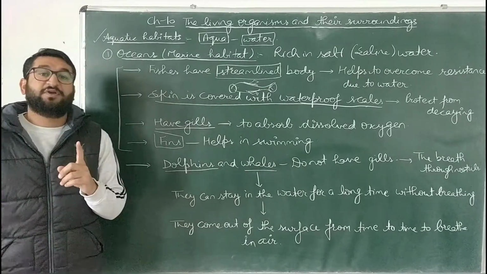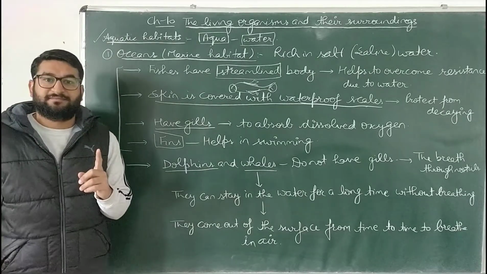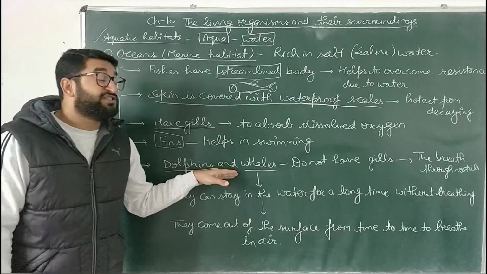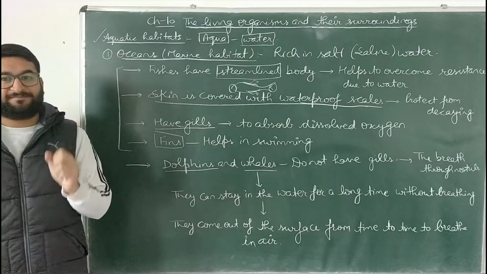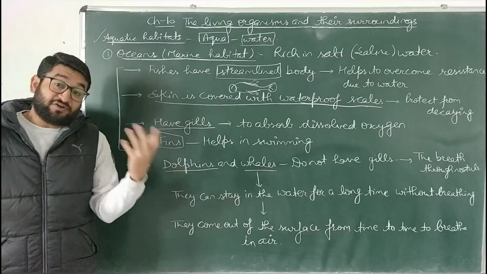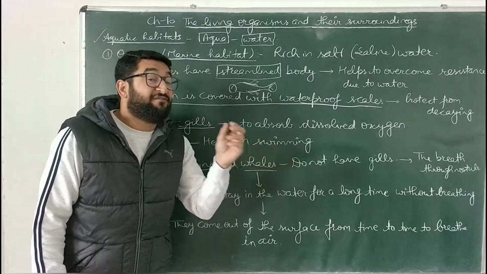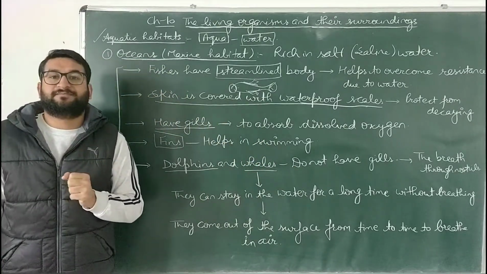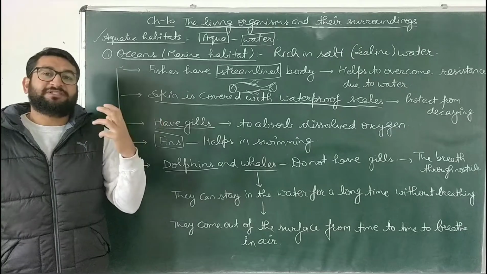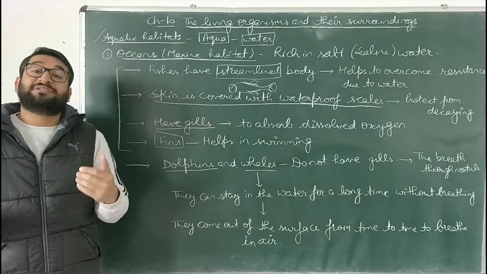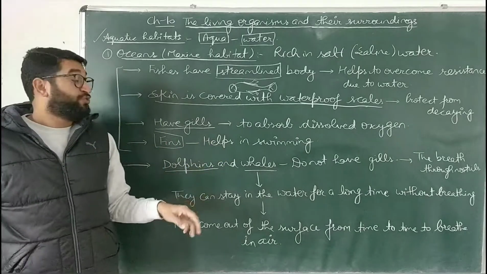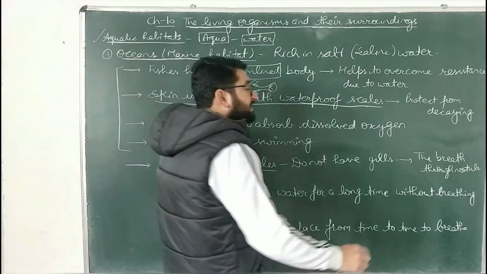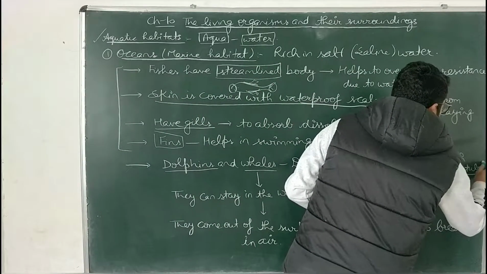Whale is not a fish. Whale is a mammal. Dolphins and whales do not have gills. Instead of gills, they have nostrils. They have holes just like us, which are present on their head, near their head region. So they breathe through these nostrils, these open pores.